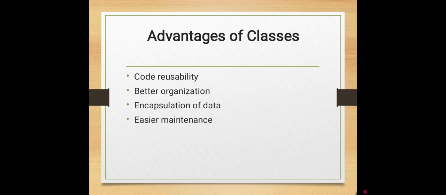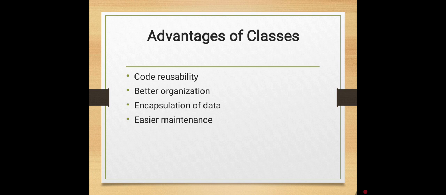And next is the advantages of a class. A class provides many advantages in Java programming: code reusability, better organization, encapsulation, and easy maintenance. Code reusability means write once and use multiple times. It has a structured programming design, data hiding is also protected, and it is easier to modify and debug.